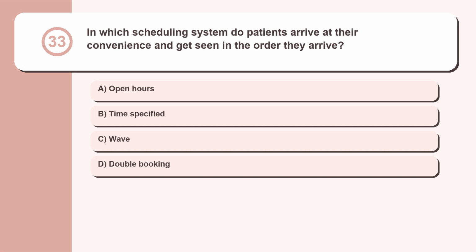Question 33. In which scheduling system do patients arrive at their convenience and get seen in the order they arrive? Here are your options. Option A. Open hours. Option B. Time specified. Option C. Wave. Option D. Double booking.